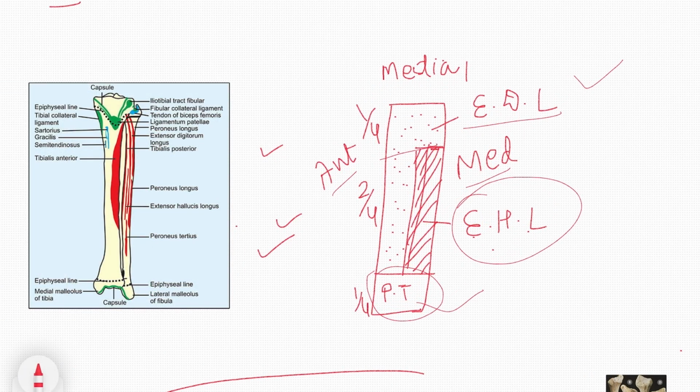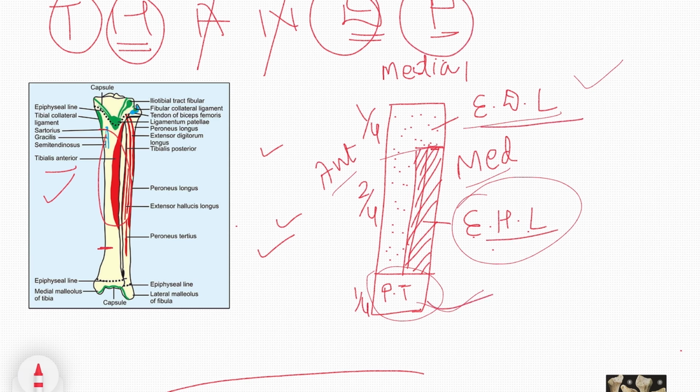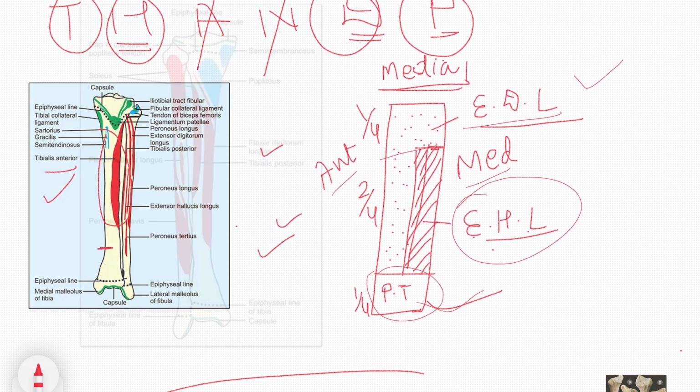We can remember it as "Hospitals are never dirty places," right? So here is the tibialis anterior muscle. This one is the tibia. The lateral surface of the tibia gives origin to the tibialis anterior muscle. Then we have the hallucis, this is the artery and nerve, then digitorum and the peroneus tertius. So this is the extensor compartment. The anterior compartment has the extensor hallucis longus, extensor digitorum longus, and the peroneus tertius. These three muscles have their attachments on the medial surface of the fibula.